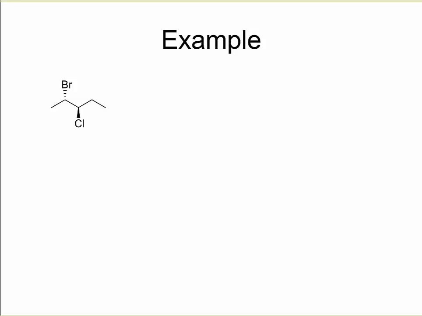In this example, I have an alkyl halide, and we should already know how to name alkyl halides other than the stereochemistry. So this would be 2-bromo-3-chloropentane. Now I need to go back and look at both of those stereocenters and determine whether they're R or S because the geometry is very clearly specified.